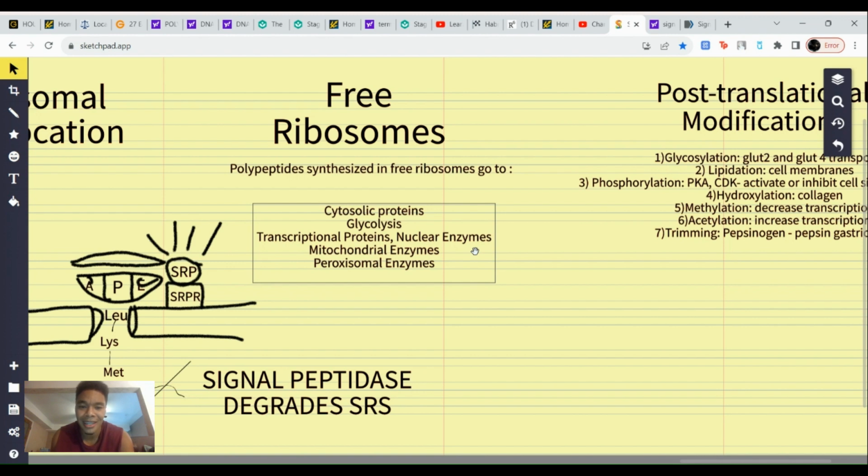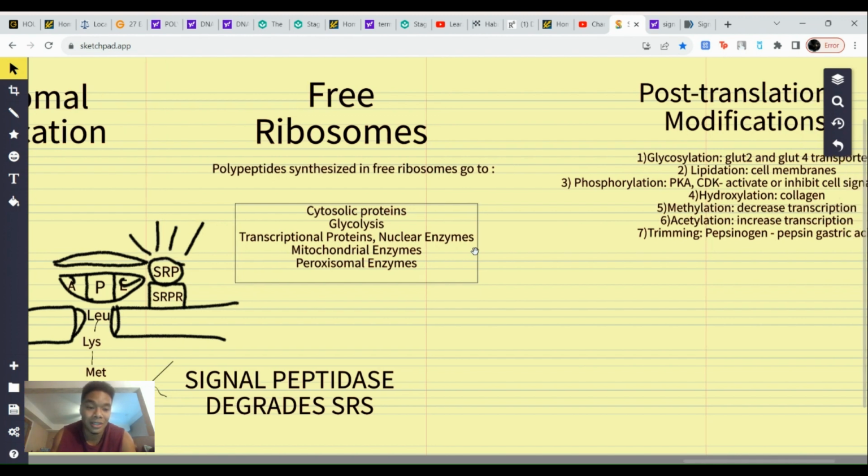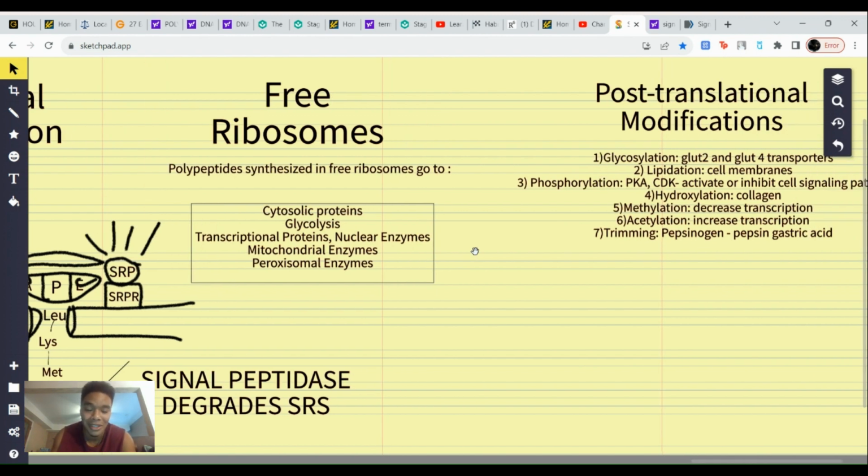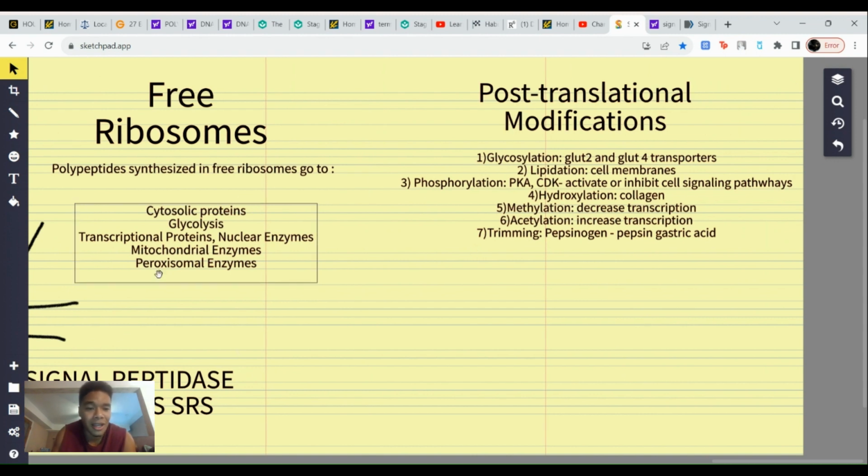Because at the end of the day, you can never go over the basics too much. I mean, Tim Duncan, Hall of Fame, hit the backboard, hit the square, man. It's the same concept for science, same concept for life, honestly. Just master the basics, and the rest will follow. But yeah, free ribosomes synthesize cytosolic proteins, proteins involved in glycolysis, transcriptional proteins, nuclear enzymes, so enzymes involved in the nucleus, mitochondrial enzymes, and peroxisomal enzymes.